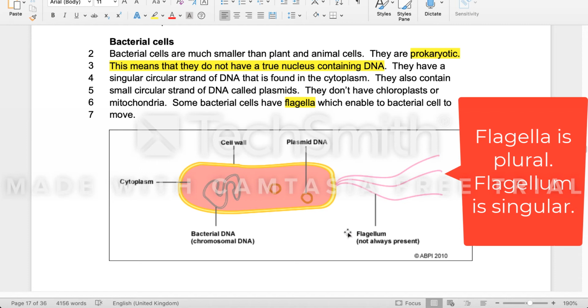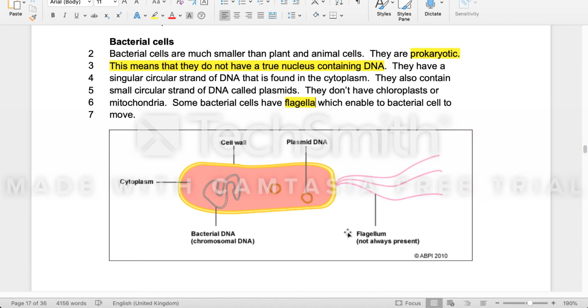And it also has a note saying that they're not always present. And that's pretty much all the parts that you need to know of a bacteria cell. I just wanted to make a note here that when it says that they don't have chloroplasts or mitochondria, you might think, well, then how do they get their energy? Bacteria are very unique because they don't produce their own energy.